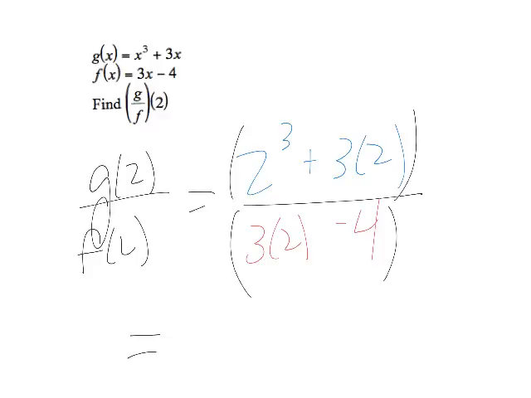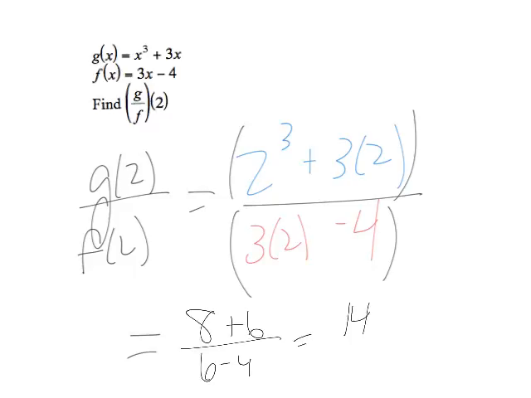If you're doing it old school, like that whole mental math thing, which I know everybody does because we all stop and think, 2 cubed is an 8 plus a 3 times 2 is a 6. Then in the denominator we've got a 6 minus a 4, so we get 14 over 2, or a 7.